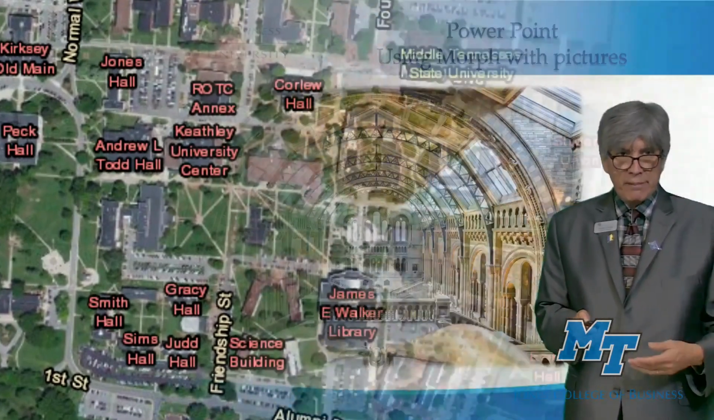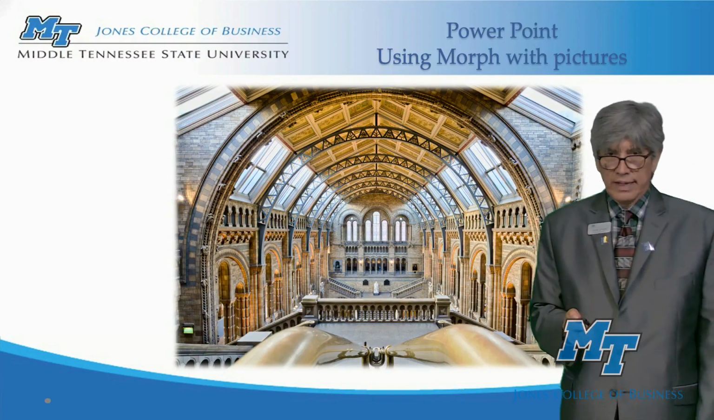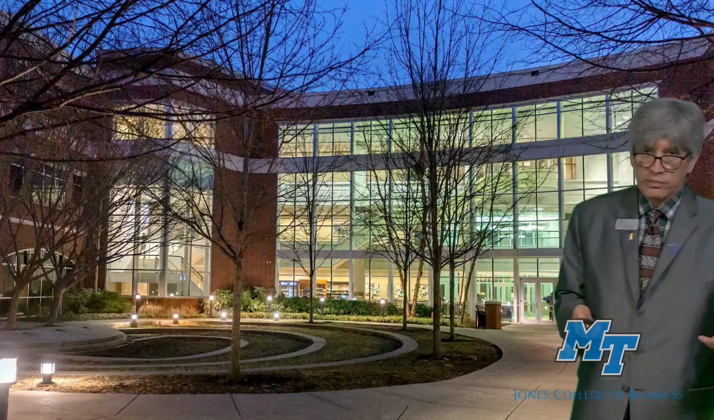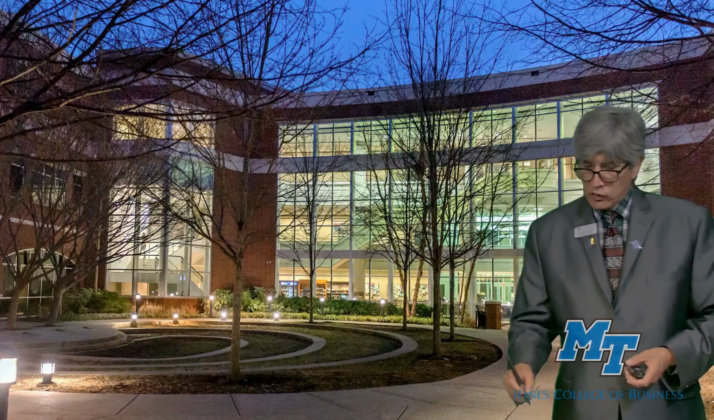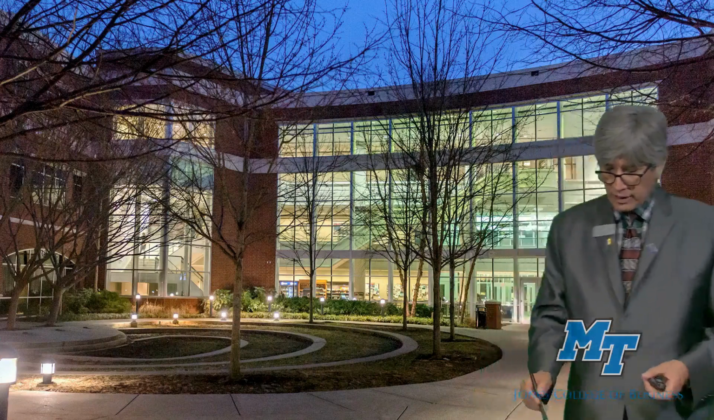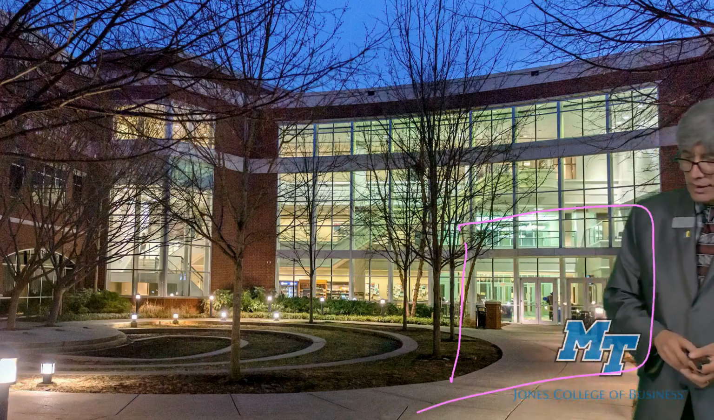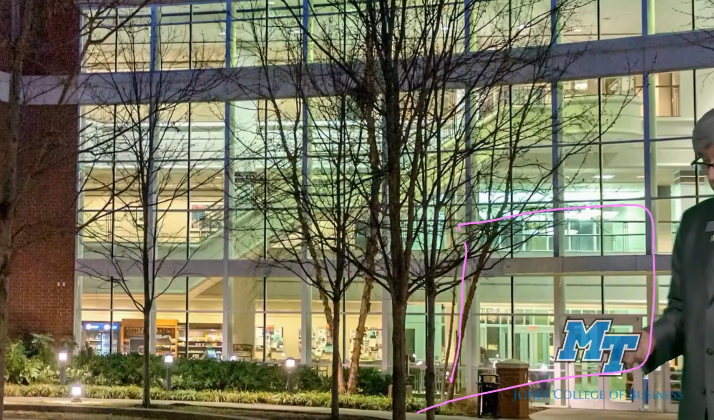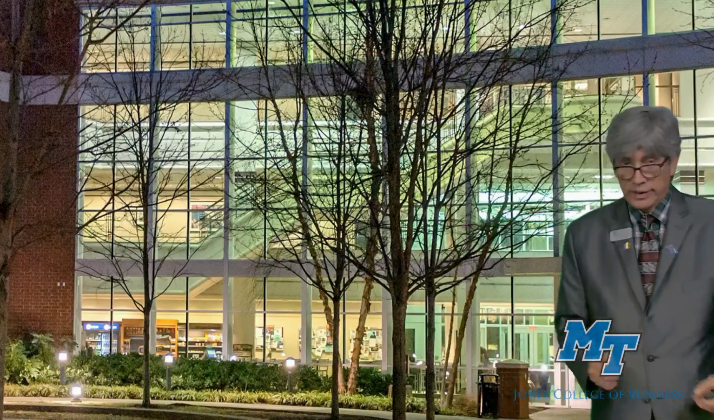Now, this is a map. Another picture could be a picture of a building. We got an example right here. This is the Jones College of Business atrium. And suppose we want to zoom in on this section right here, in this corner. I'm going to move over here so you can see the effect. And when I zoom in, as you can see, I am zooming in on that corner.